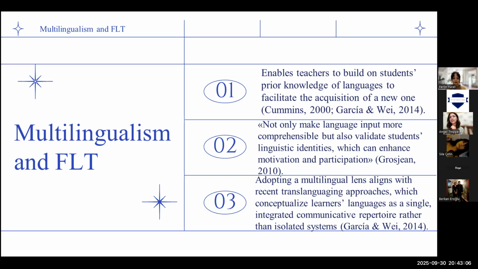And adapting a multilingual lens aligns with recent translanguaging approaches, which conceptualize learners' languages as a single integrated communicative repertoire rather than isolating systems. So in this sense, embracing multilingualism and code switching in foreign language teaching reframes the classroom dynamic as a plurilingual space, so more than one language, and it reflects the realities of global communication, because you are not going to any city or country and be like, oh, they're not speaking Turkish or English, because they're speaking more than one language. And it also prepares learners for not just linguistic competence, but also intercultural competence and the multilingual societies, such as, I might say, Canada or India, which does not have more than one language, but kind of more like dialects, as far as I know. I might be wrong.